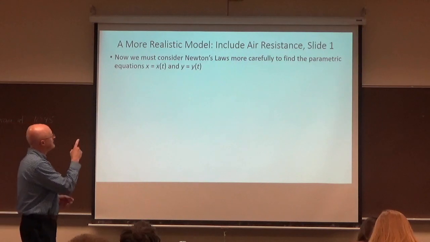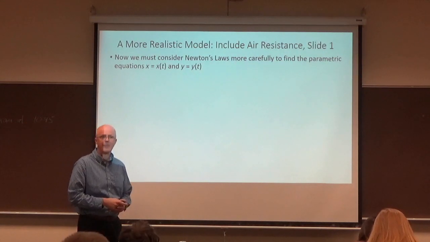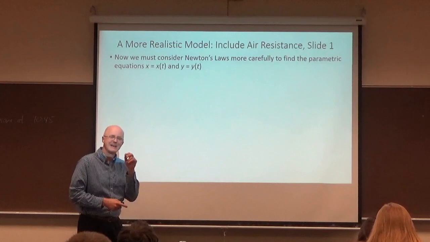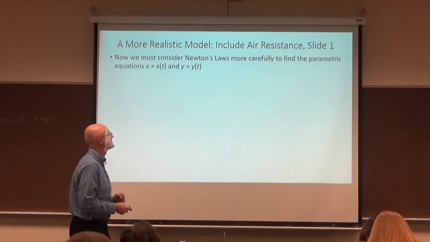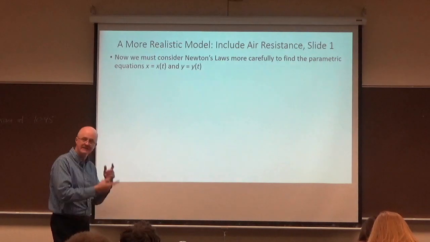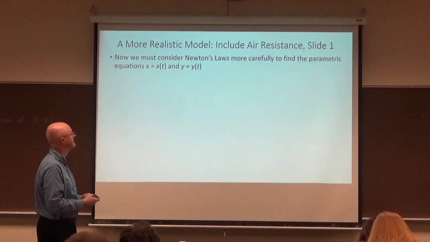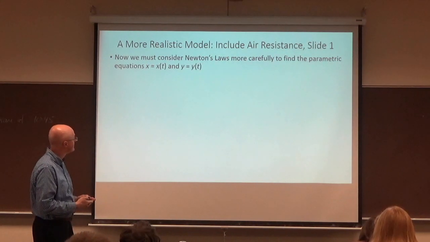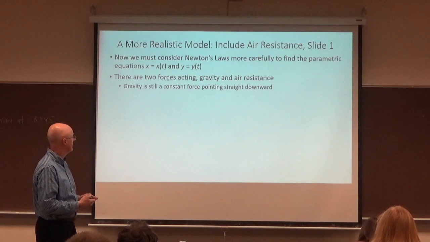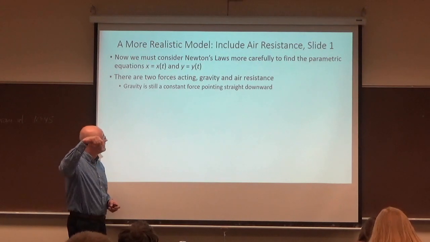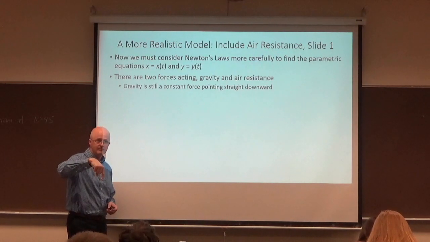I'm not using the letters f and g for the functions here, because I'm going to want to reserve g for the acceleration due to gravity. So I'm calling them just x of t and y of t. This is technically abuse of notation, but it is a common thing for people to do. Again, there are two forces now, gravity and air resistance. Gravity is still a constant force pointing straight downward toward the Earth.